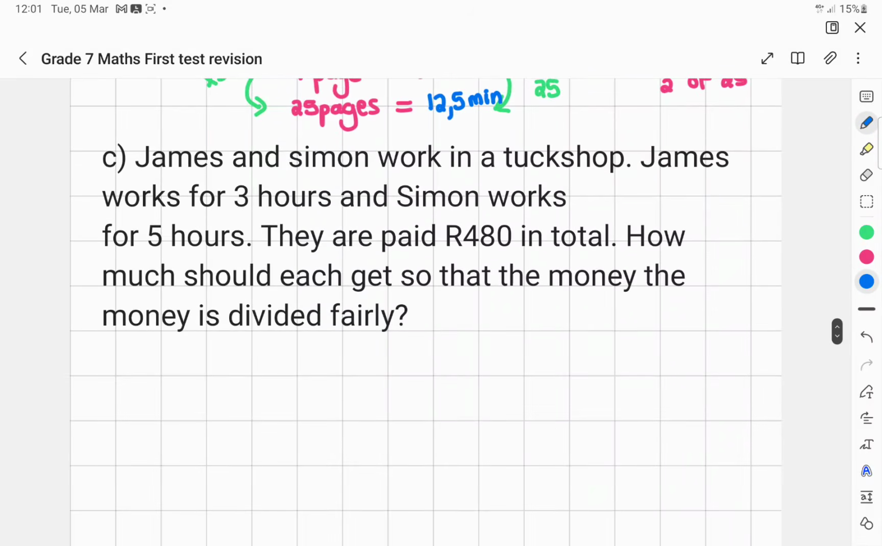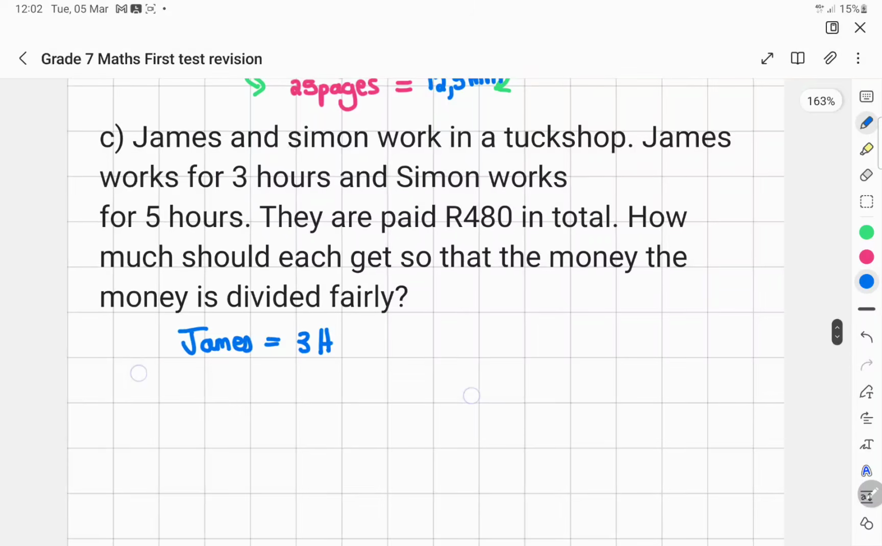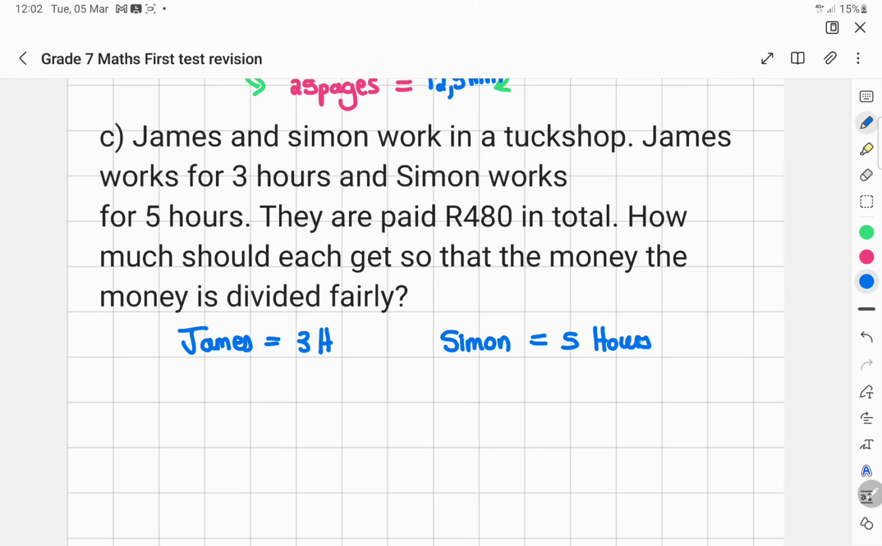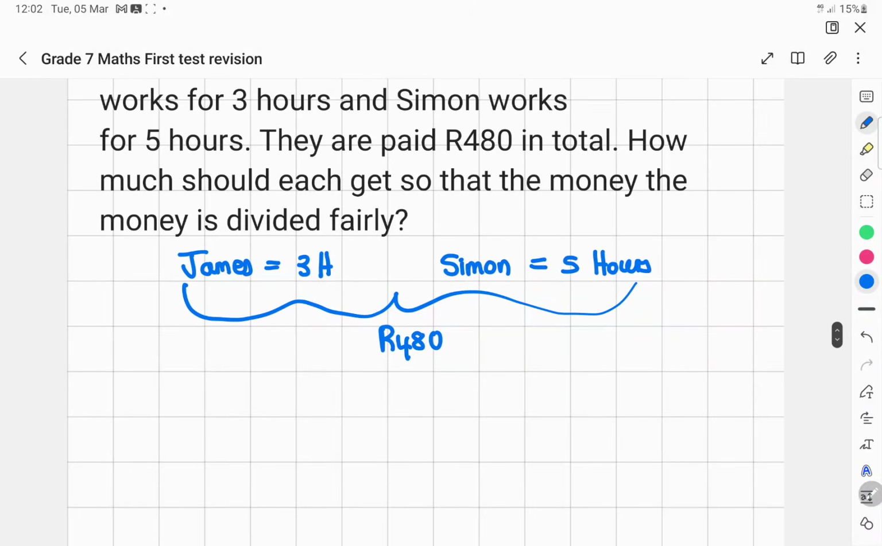James and Simon work in a tuck shop. James worked for 3 hours, and Simon worked for 5 hours. They are paid 480 Rand in total. How much should each get so that the money is divided fairly?